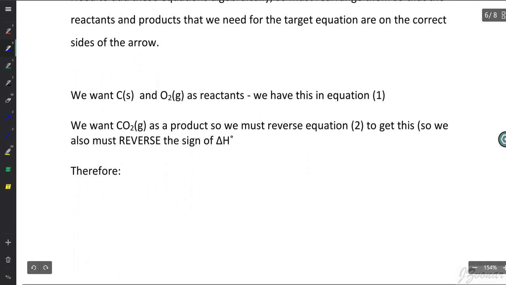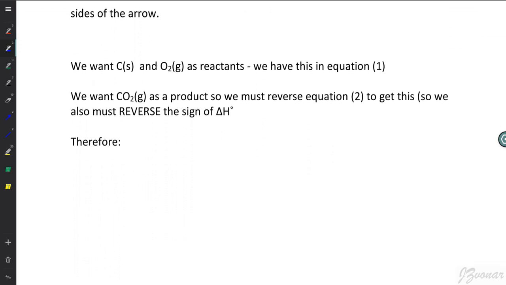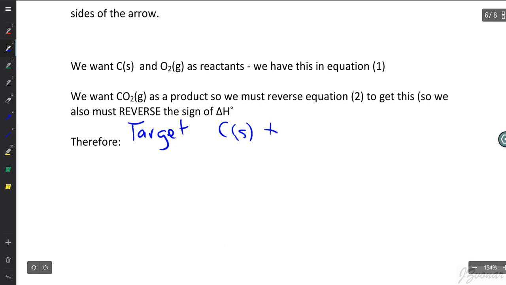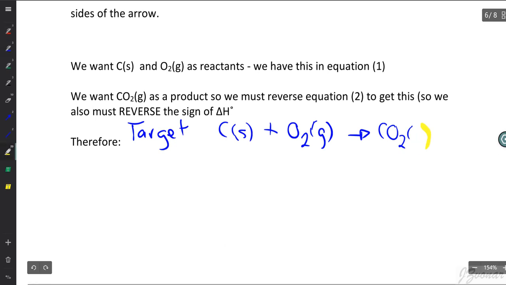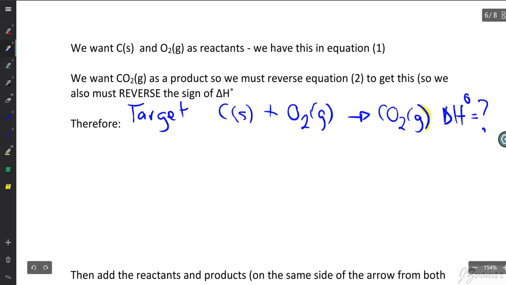All right, so let's take a look at this particular equation. So I'm going to write out the target equation because it's better for us to visually see what it is so that we realize what we're talking about. So we've got carbon plus oxygen forms carbon dioxide. All right, this is the delta H that we're looking for. All right, we have been given the following two equations.